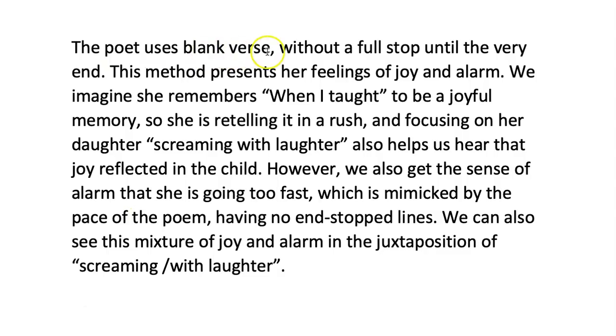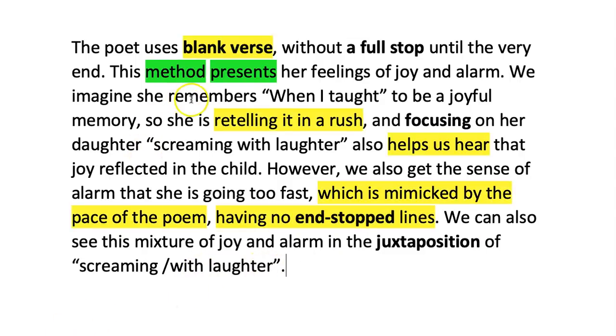The poet uses blank verse without a full stop until the very end. This method presents her feelings of joy and alarm. We imagine she remembers what I taught to be a joyful memory, so she is retelling it in a rush, and focusing on her daughter screaming with laughter also helps us hear that joy reflected in the child. However, we also get the sense of alarm that she is going too fast, which is mimicked by the pace of the poem having no end-stopped lines. We can also see this mixture of joy and alarm in the juxtaposition of screaming with laughter.